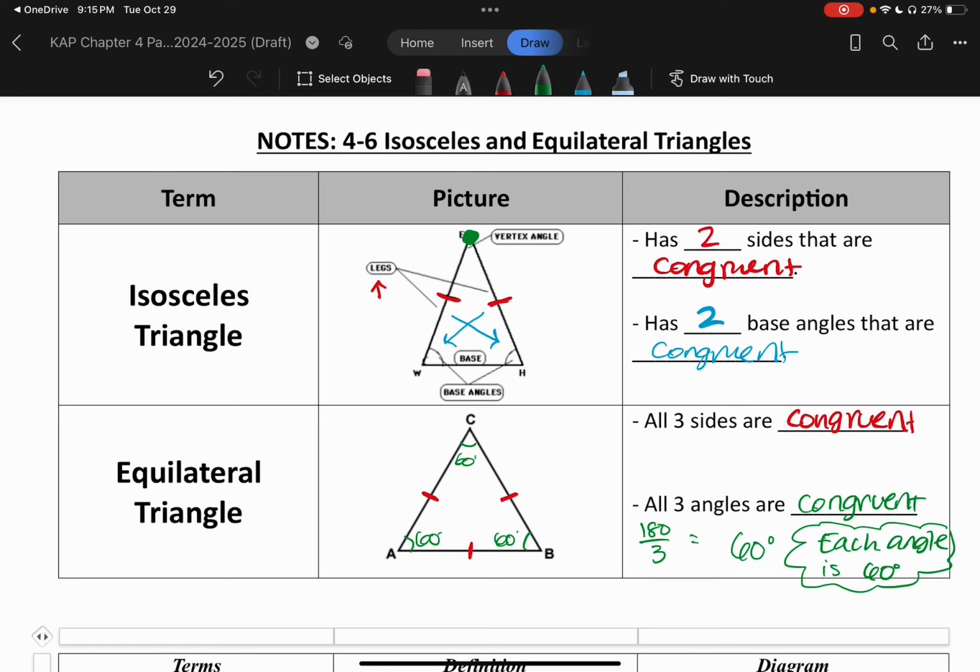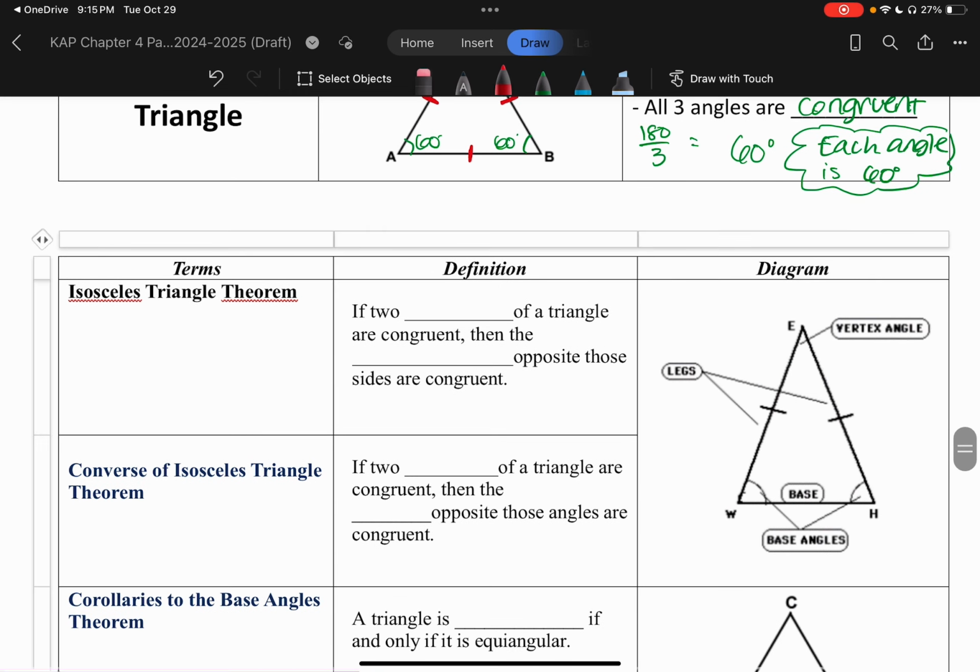Okay. Next, we're going to be looking at some theorems here. We're going to be looking at something known as the isosceles triangle theorem. The isosceles triangle theorem says something that we've already talked about before. It says that if two legs of a triangle are congruent, then the angles opposite those sides must be congruent. So if I have two congruent legs here, then this is saying that the angles opposite of them must be congruent.